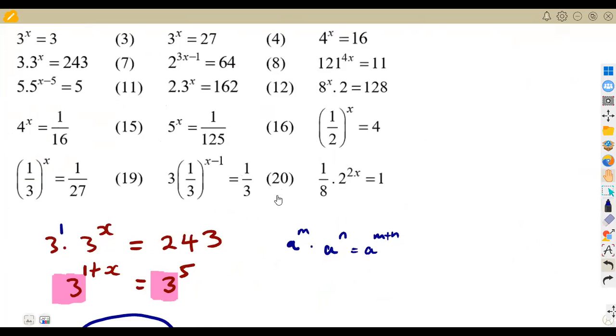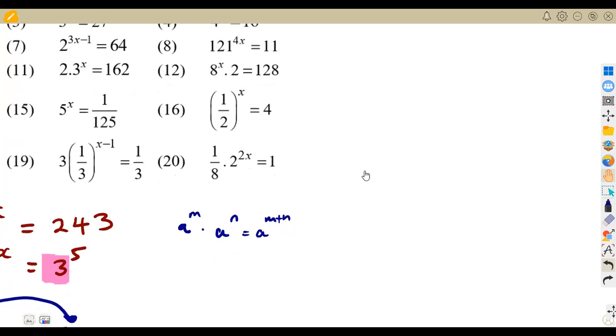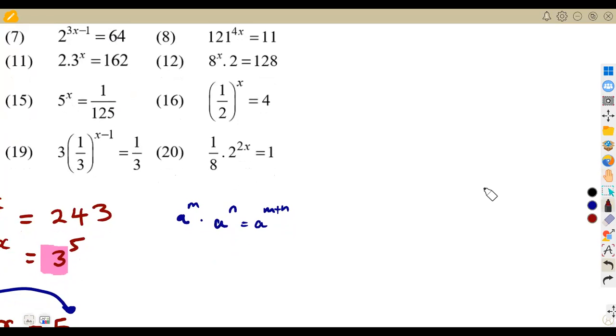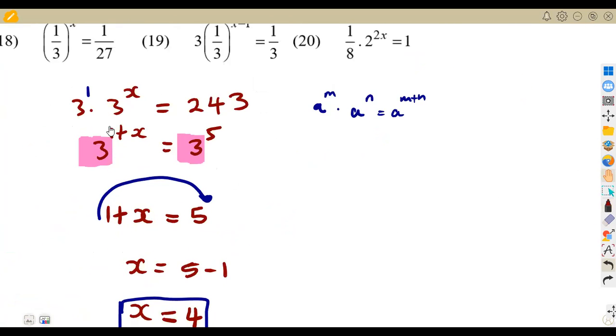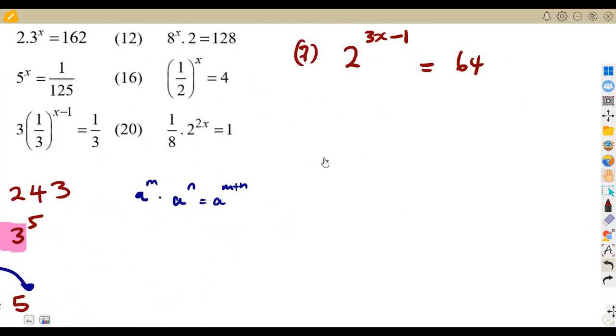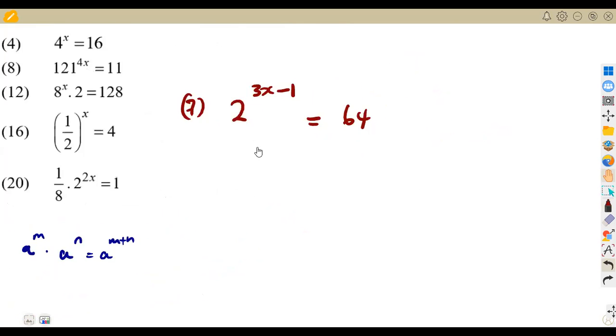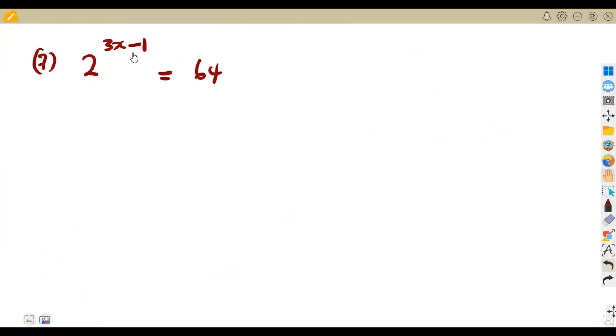Number 7, we've got the same scenario, but this one, they already simplified for us. 2 to the exponent of 3x minus 1 is equal to 64. This is what we had to do in the first one, where we had to combine. Here on number 7 they already combined this for us, so we have a single term. What we just need is to rewrite the 64 in simplest form.